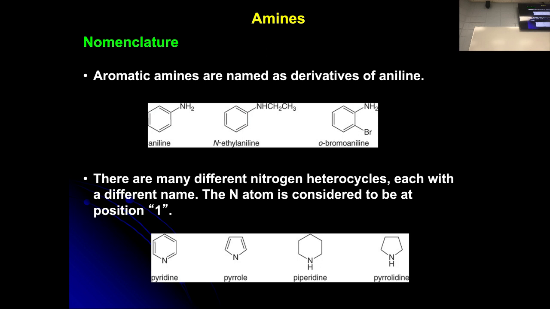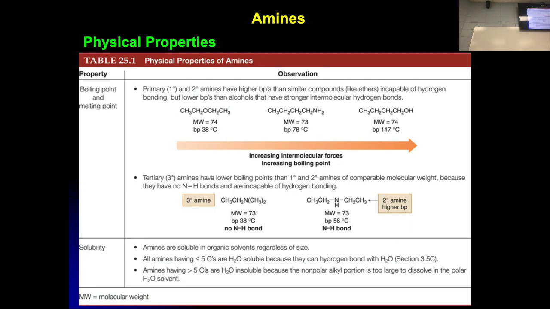There are also different types of amines that can be aromatic. Pyridine is one of them. Pyridine is an aromatic molecule. There's also a lone pair of electrons on the nitrogen that aren't drawn, so it's an amine. Pyrrole is an amine. Piperidine is an amine. And pyrrolidine is an amine. You can have lots of different types of amines. They can be part of a ring. They can be part of an aromatic system. They can do all kinds of stuff. Okay?